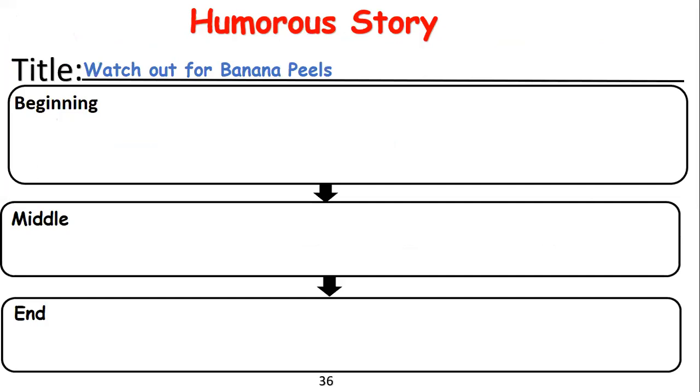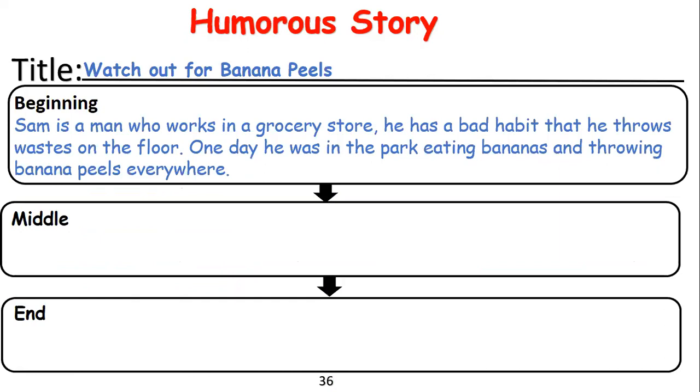Now we have to write here a humorous story, and it's titled Watch Out for Banana Peels. I prepared for you a sample, and of course you can write your own, but I prepared this for you to use as a sample. First of all, we said that when we want to write, we have to write the beginning of the story, which describes the setting, when and where, and introduces the characters and explains the situation. Here I wrote for you: Sam is a man who works in a grocery store. He has a bad habit that he throws waste on the floor. One day he was in the park eating bananas and throwing banana peels everywhere.